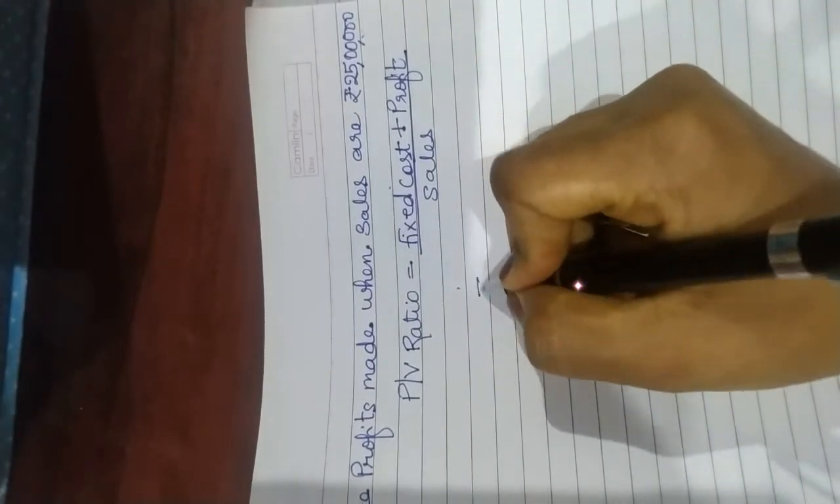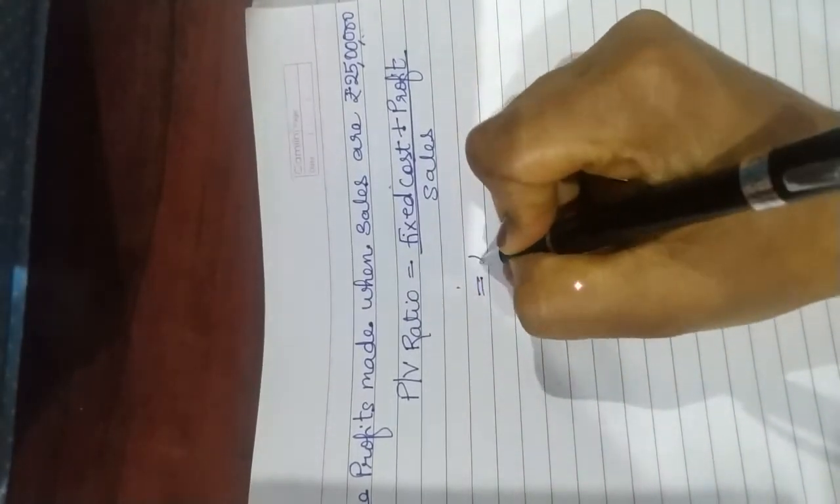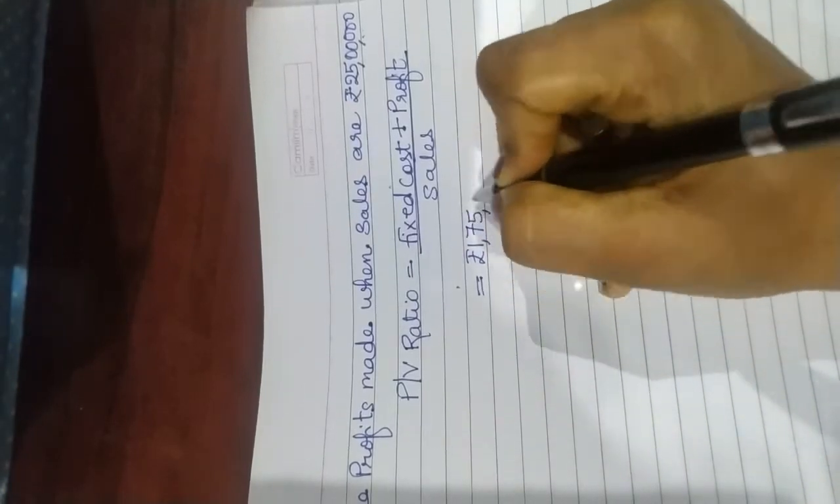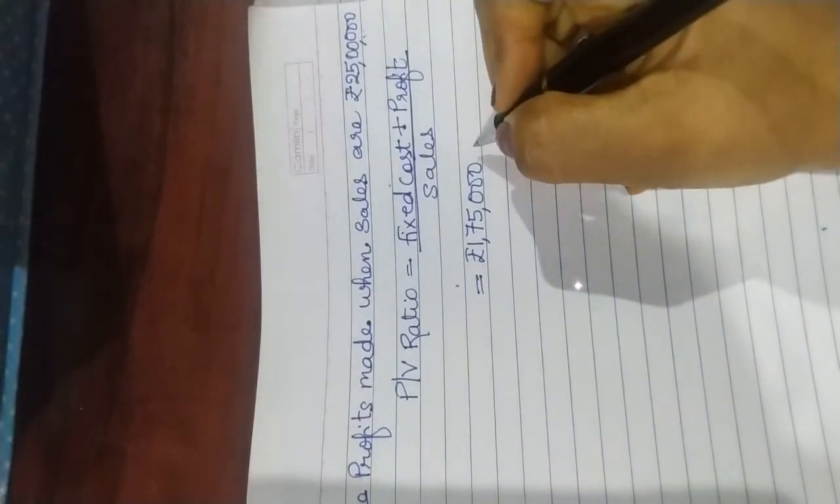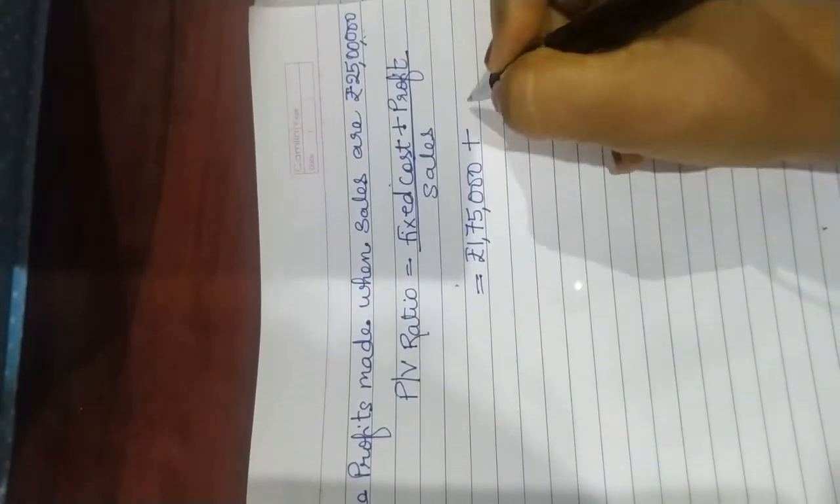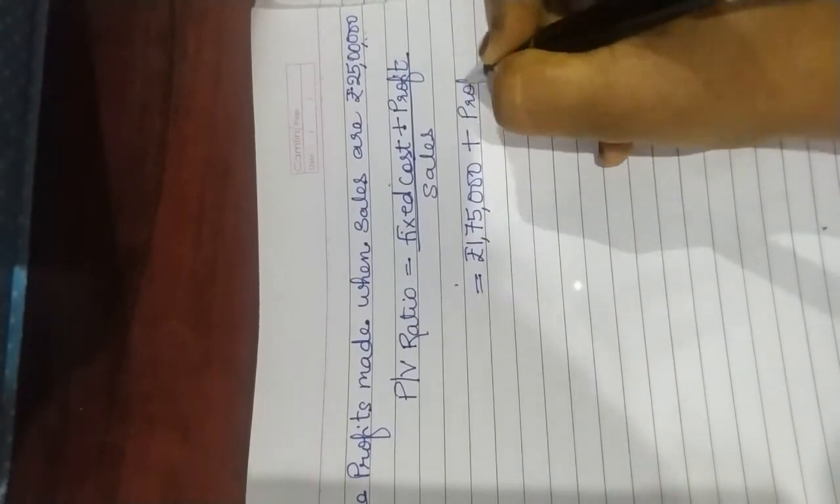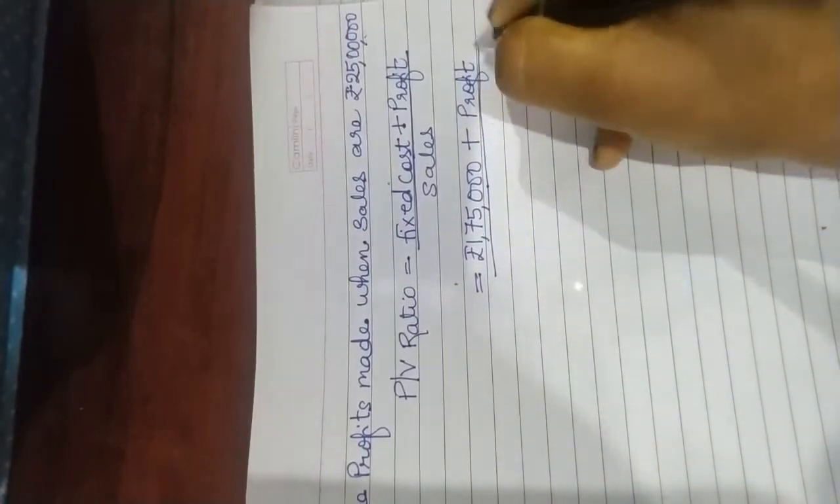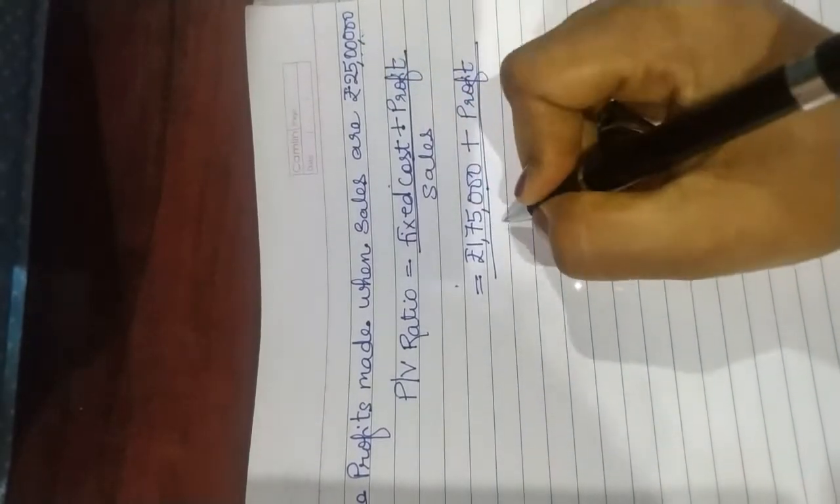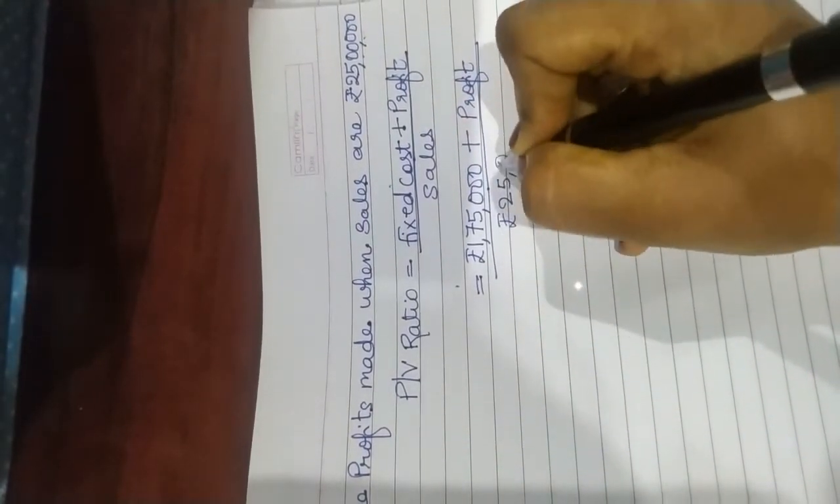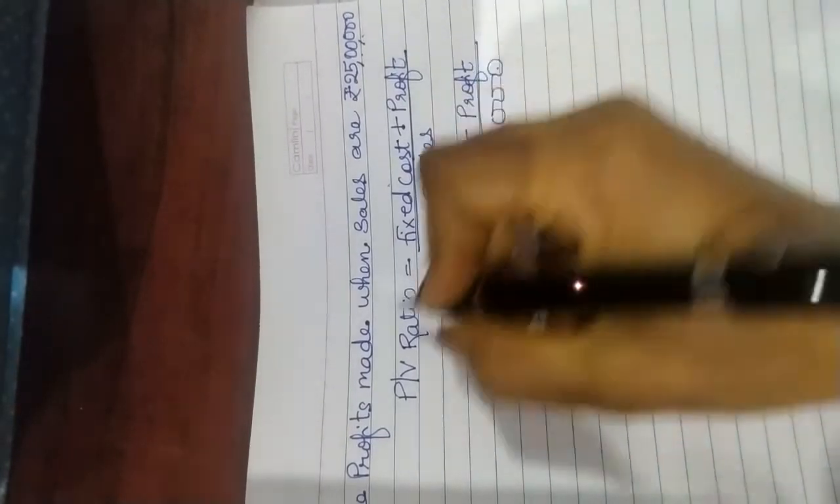Fixed cost is given in the question, rupees 1,75,000. Profit we have to calculate. And sales is also given in the question, rupees 25 lakhs. PV ratio we have just calculated, 25%. PV ratio is 25%.